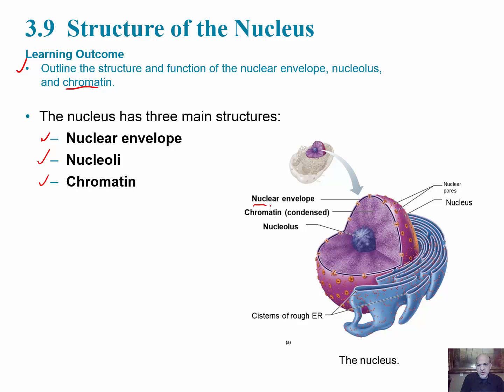So you can see here there's a nuclear envelope. It's actually a double bilayer. So there's an inner and outer membrane, and then the chromatin is how your DNA is contained within the nucleus. It'll have proteins associated with it, and then a dark region called the nucleolus.